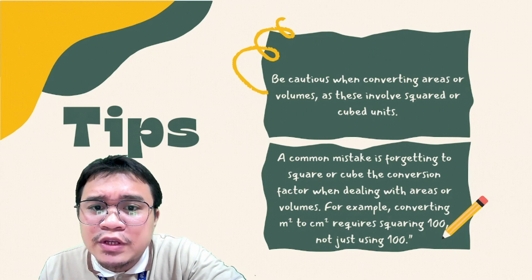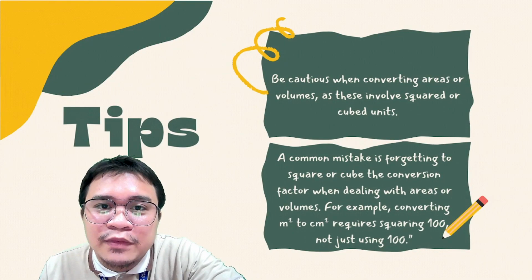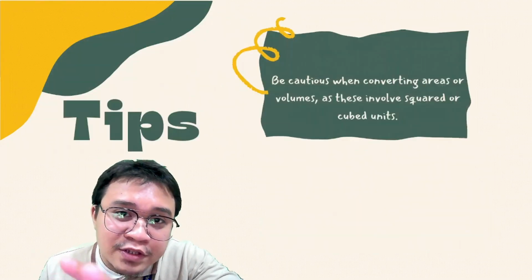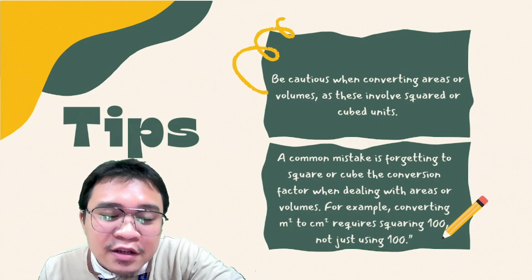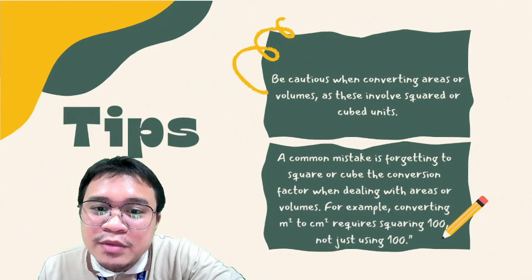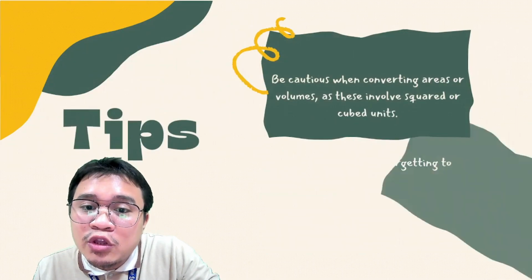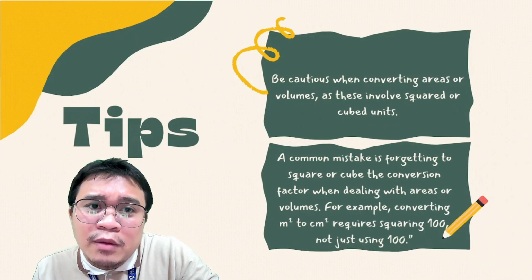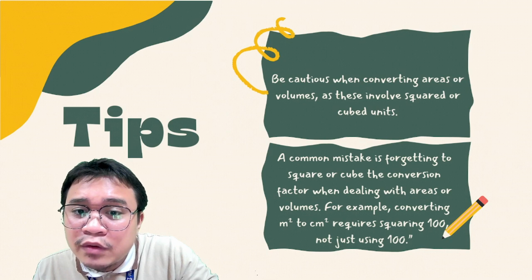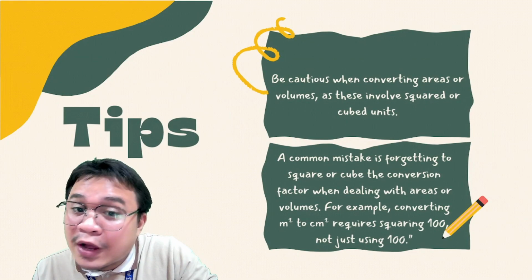Third tip that I would like to share with you is to always be cautious when converting areas or volumes, as these involve squared or cubed units. So always remember the process that I showed you in our last example for this. And lastly, a common mistake is forgetting to square or cube the conversion factor when dealing with areas and volumes. For example, when we deal with meters squared to centimeters squared, it always requires squaring the existing conversion factor.